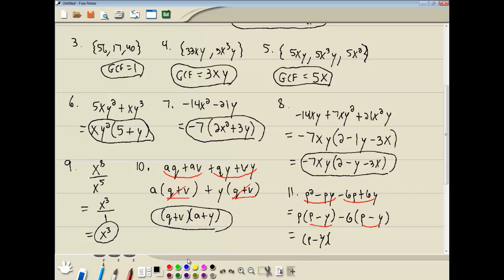Now to see what goes in your second set of parentheses, again, you can come up here. If you cross out the P minus Y's, then what isn't crossed out is what goes right here, which would be P minus 6. And that's our answer.